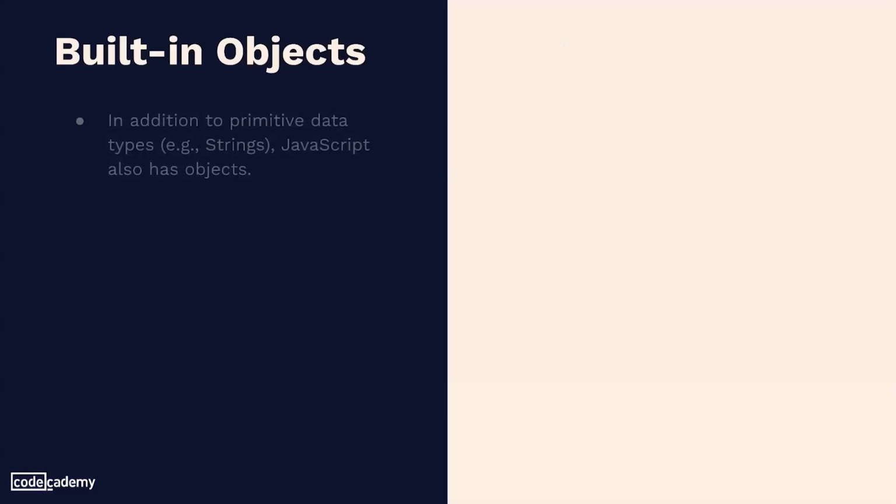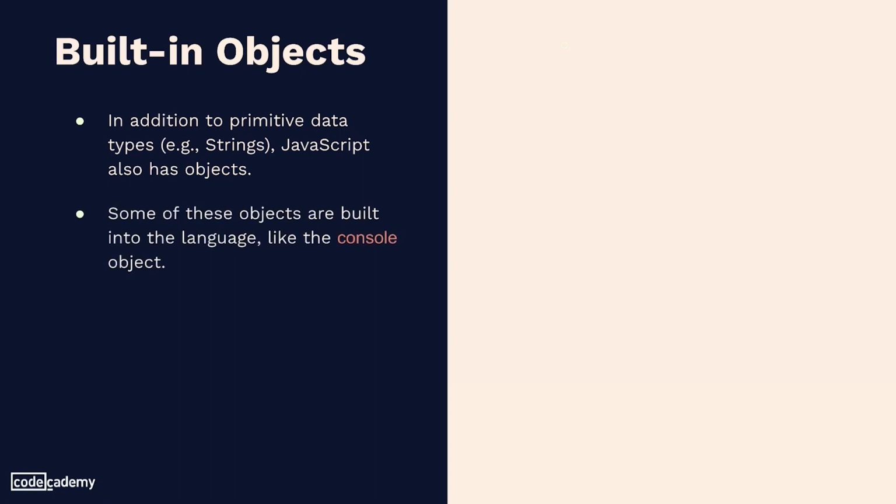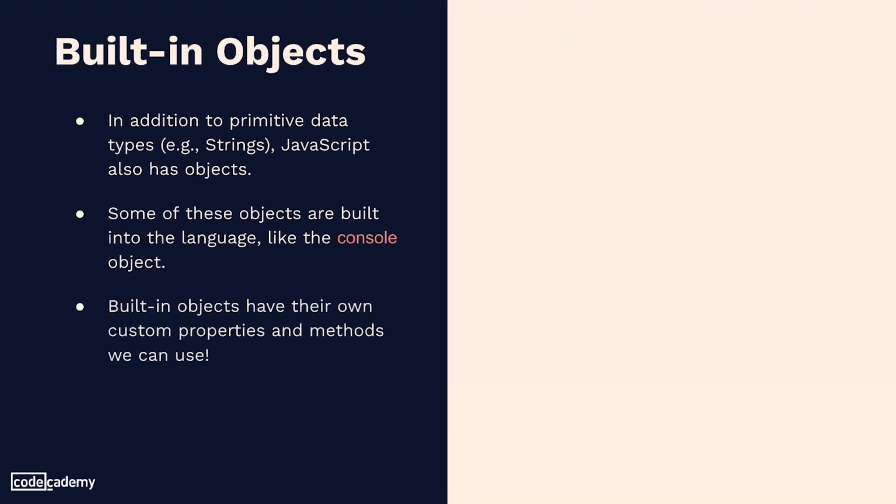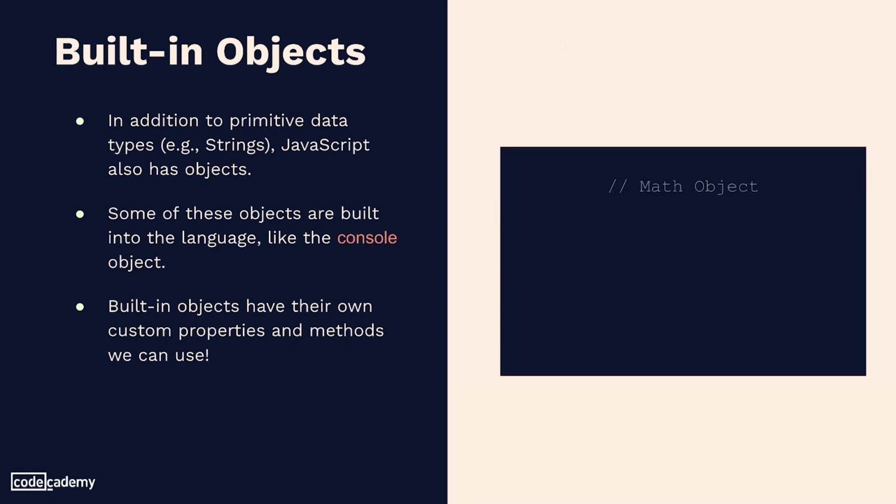In addition to the primitive data types that exist in JavaScript, such as strings and numbers, JavaScript also has another type of data called objects. We've actually been using an object all along because anytime we used console.log, we were actually using the console object. Objects like the console are built into the language and are classified as built-in objects. Built-in objects have their own custom properties and methods. For example, anytime we used the .log method when we used console.log, we were using a custom method that belonged to the console object.